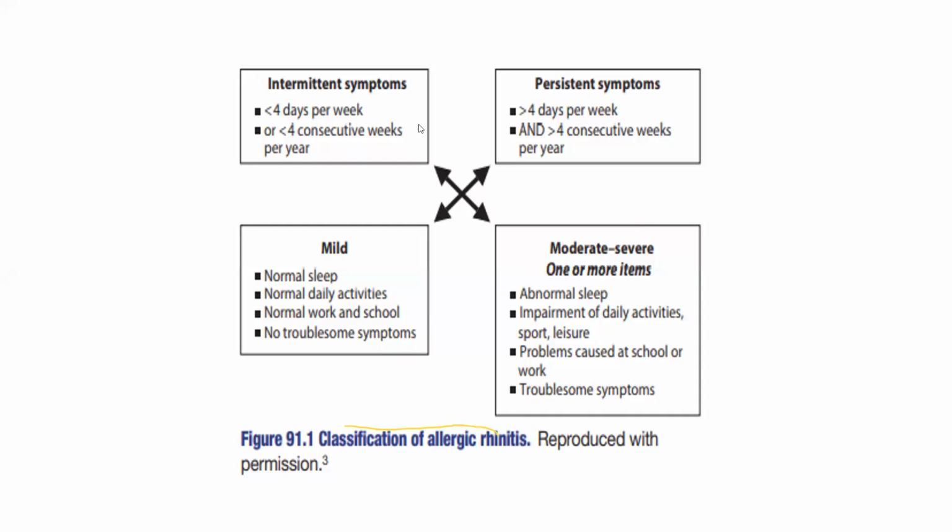In mild, the symptoms are normal sleep, normal daily activities, normal work and school, and no troublesome symptoms. In intermittent symptoms, it is less than 4 days per week or less than 4 consecutive weeks per year. And in persistent symptoms, it is more than 4 days per week and more than 4 consecutive weeks per year. And in moderate to severe symptoms, there is abnormal sleep, impairment of daily activities like sports and leisure, problems caused at school and work, and troublesome symptoms.